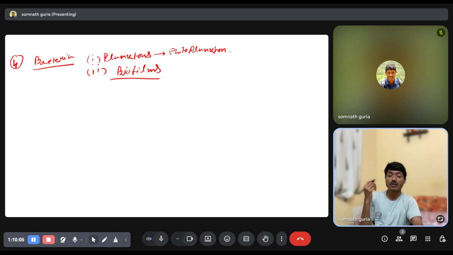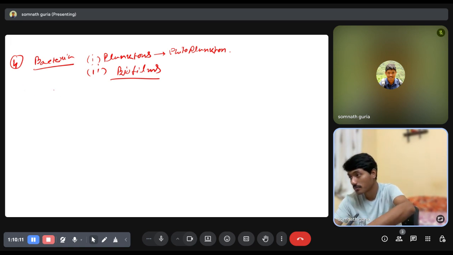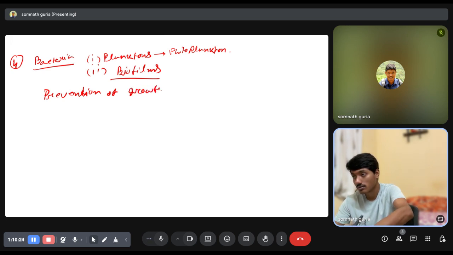Now, how can we prevent the growth of these bacterial colonies? Prevention of growth of biofilm.